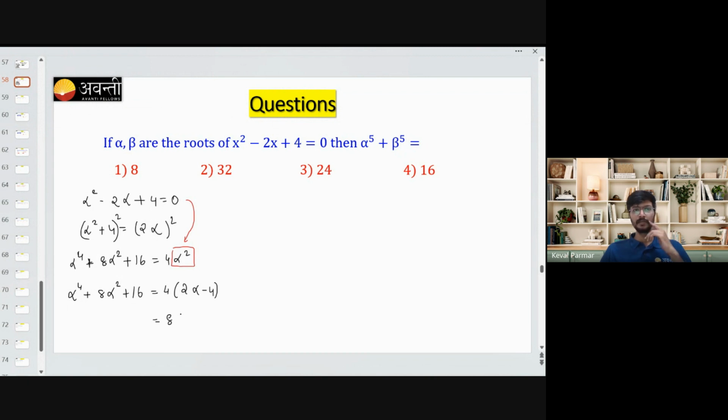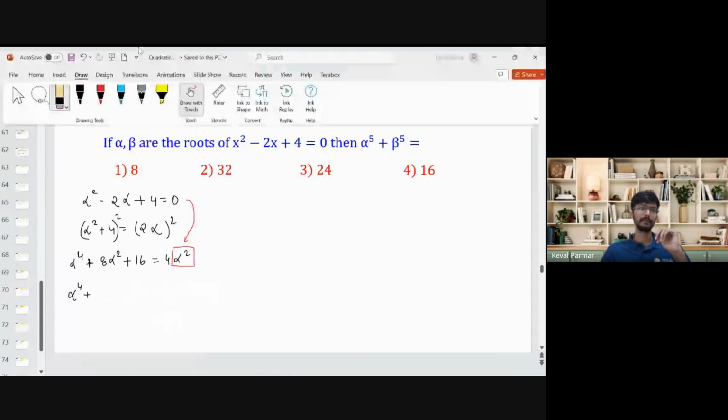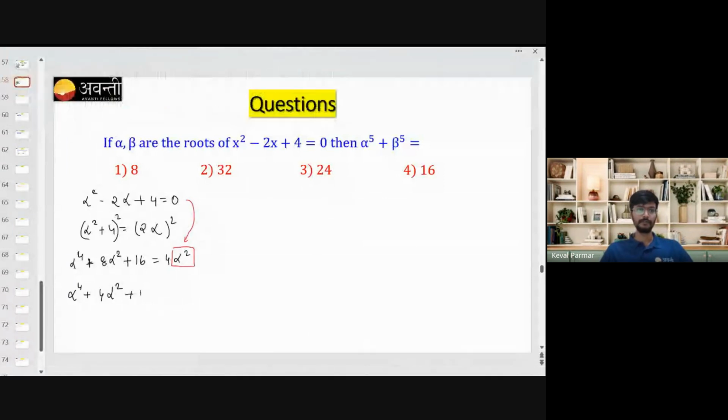Did we make a mistake? Okay, so alpha square. See, this 8 alpha. Now again it has become simpler. So I think now it's proper. So we can simplify the equation. After that, we'll substitute the value: alpha to the power 4 plus 4 alpha square plus 16 equals to 0.